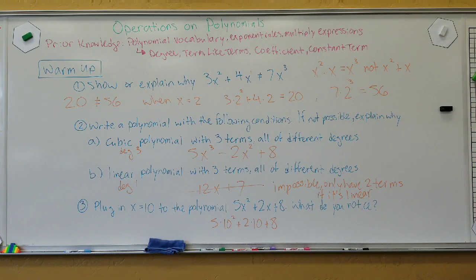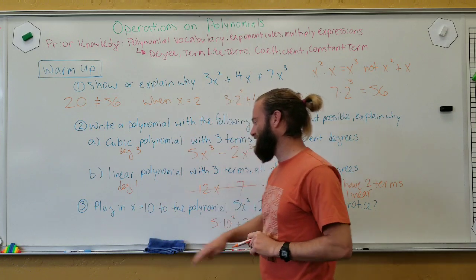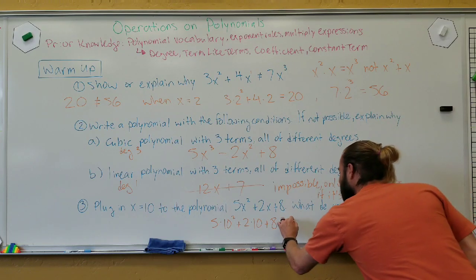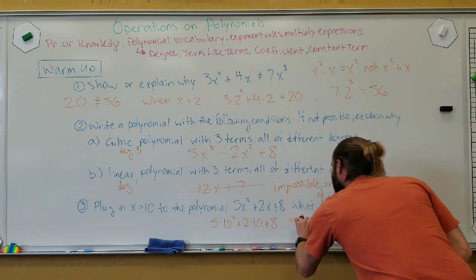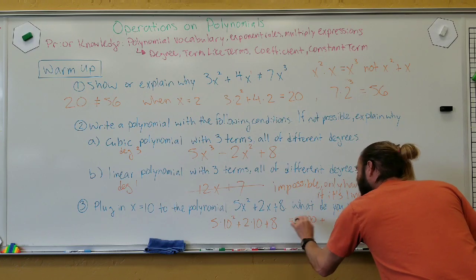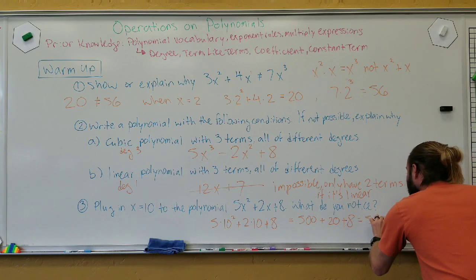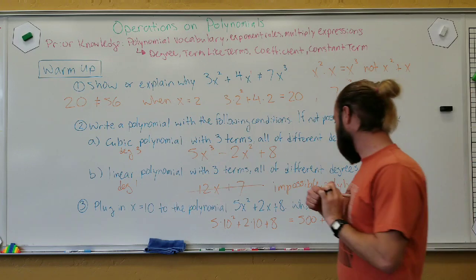Okay? And I guess my more official word I should have used is evaluate the polynomial at x equals 10, but we use plug in. I think we're familiar with that. And let's do this. Well, this becomes 10 squared is 100 times 5 is 500 plus 20 plus 8, which is just 528.